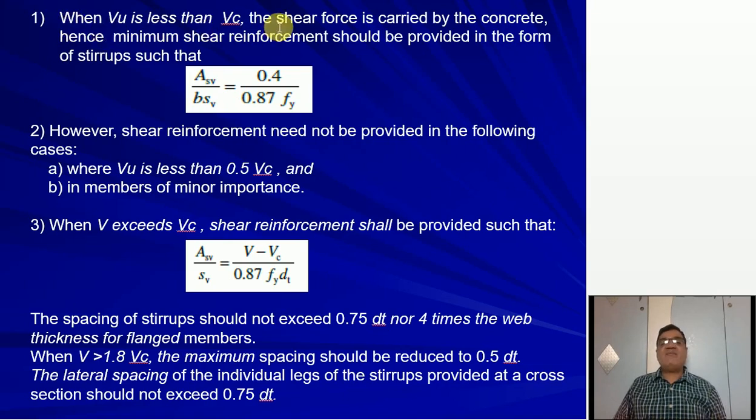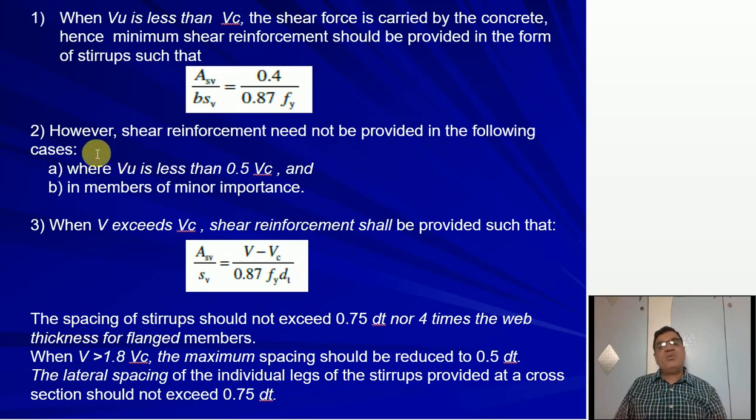So after getting the value of Vc, that means the lesser value, what next? When Vu, the actual design shear, is less than Vc, the shear force is carried by concrete. Hence, minimum shear reinforcement should be provided. This is the same equation as that of RCC: Asv divided by b into sv is equal to 0.4 divided by 0.87 fy, where Asv is the area of shear legs, sv is the spacing, and b is the width. Fy is the tensile strength of shear reinforcement. It is not the pre-stressing reinforcement, it is the shear reinforcement, that means Fe415, which we have to consider here.